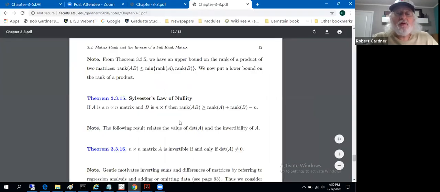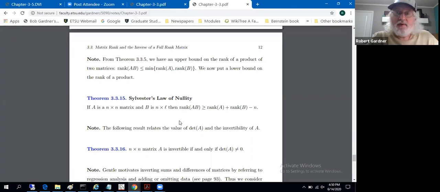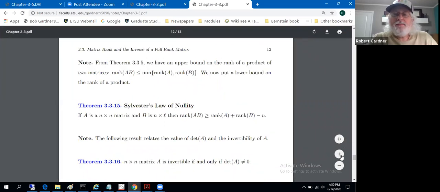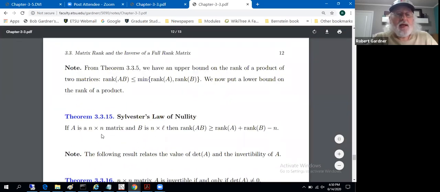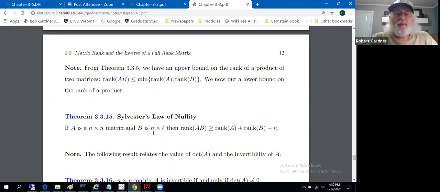Just happen to have 3.3.15 pulled up here. Sylvester's law of nullity from a couple of sections ago says, let's make it bigger: A is a square matrix. Okay, we had some M by M matrices there, right? B is conformable to the multiplication with that square matrix. Then the rank of the product is greater than or equal to the rank of the first plus the rank of the second minus the dimension of the square matrix. So for us, that was M. All right, rank of the product greater than or equal to sum of the ranks minus M, for us the dimension of that first square matrix.